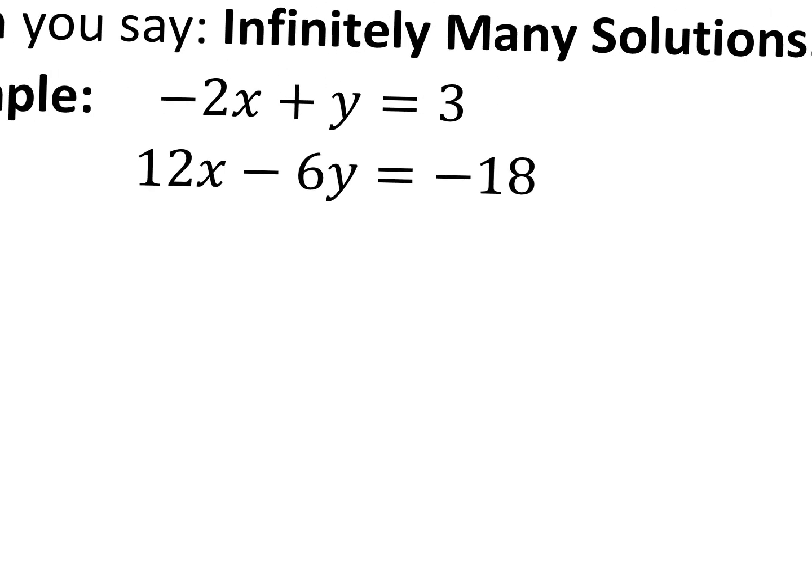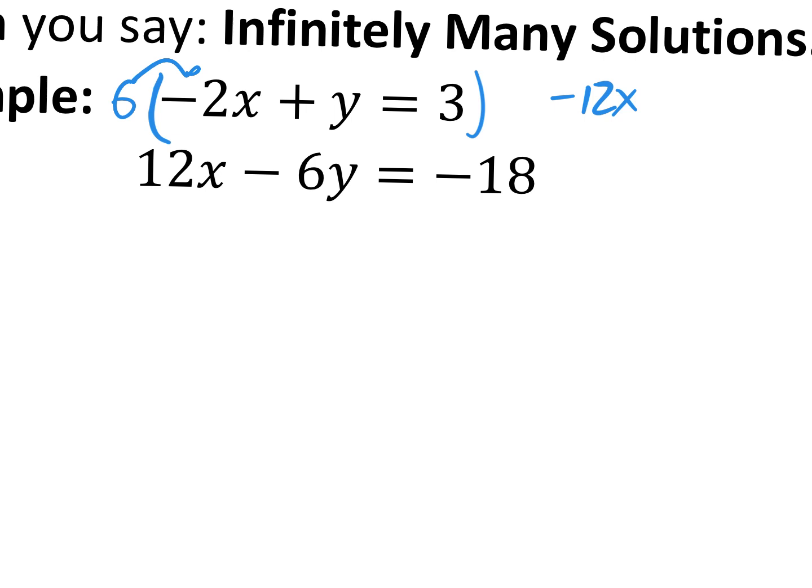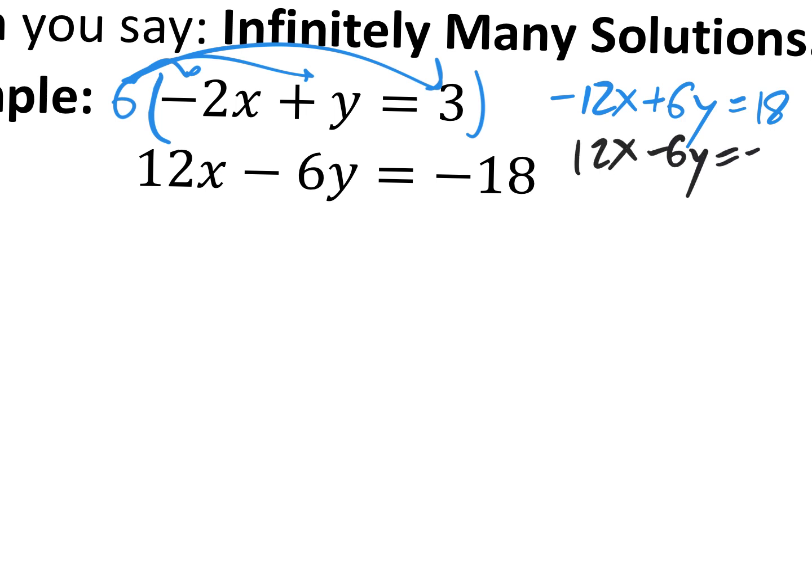Right here, if you wanted to cancel out, what would you guys like to cancel out, x's or y's? I'd go with y's because they seem a little bit smaller than the x's. I'd have to multiply this top y by 6, so it'll cancel with the negative 6. Now, when I do put a 6 right there, my new top equation will be 6 times negative 2, that's negative 12 with an x, 6 times 1y, that's a positive 6 with the y, 6 times 3, that's equaling 18. And on the bottom, I just rewrite it. 12x minus 6y equals negative 18.